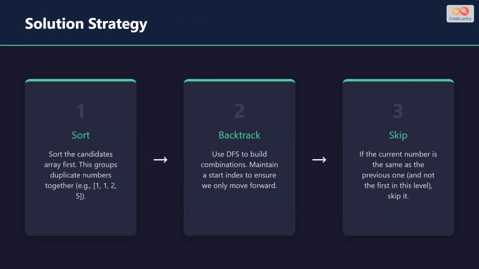To solve this efficiently, we use a three-step strategy. First, we sort the candidates array. This places identical numbers next to each other, which is critical. Second, we use a standard backtracking depth-first search. Third, we implement a specific skipping logic. If the current number is the same as the previous one, and we are not at the start of our current loop iteration, we skip it.